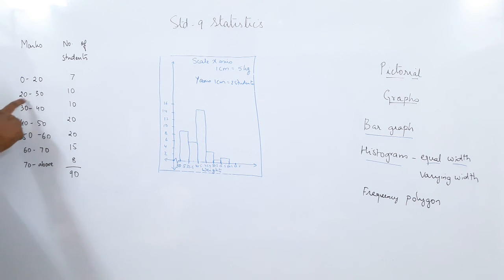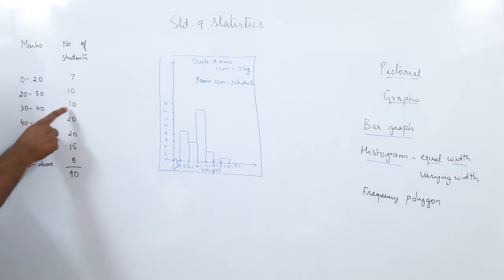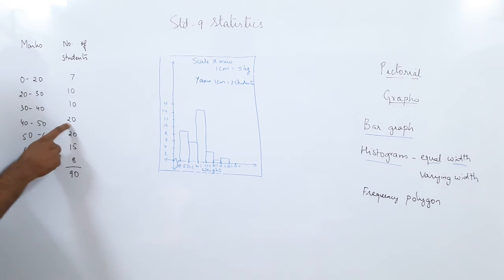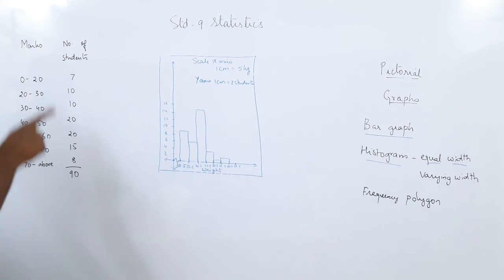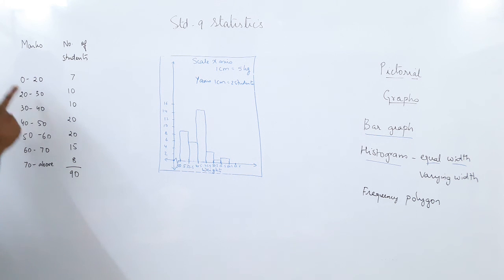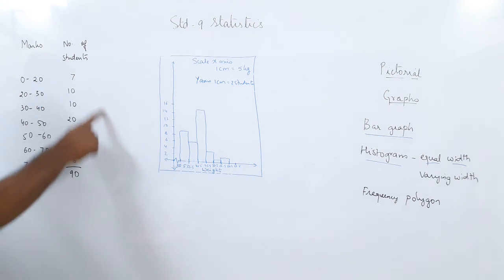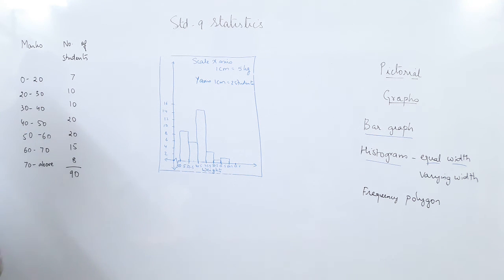Otherwise, from 20 to 30 there are 10 students, 30 to 40 there are 10 students, 40 to 50 there are 20 students, 50 to 60 there are 20. So here the number is high. But only 7 students got less than 20, only 8 students got above 70. Because this number was small, the teacher did not go for equal spacing. Not 0 to 10, 10 to 20, and not 70 to 80, 80 to 90, 90 to 100. Because the number was small, the teacher took less than 20 as one class, then 20 to 30, 30 to 40 and so on.